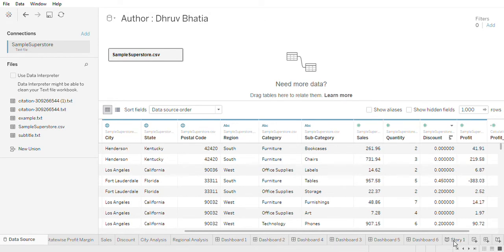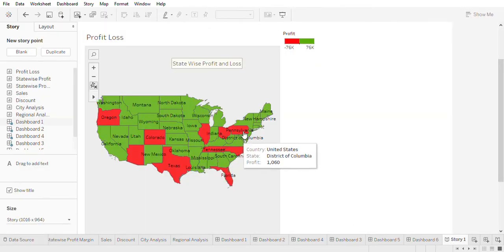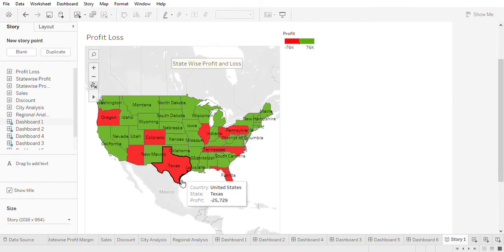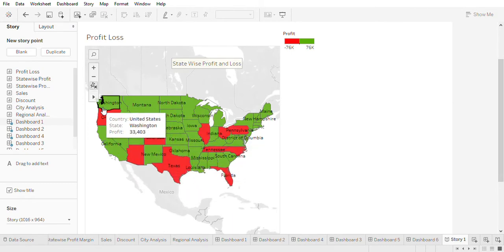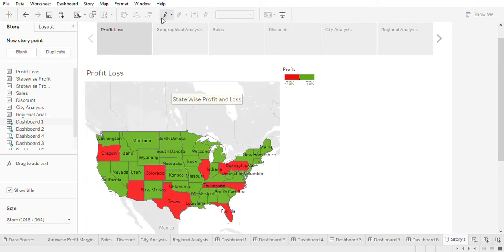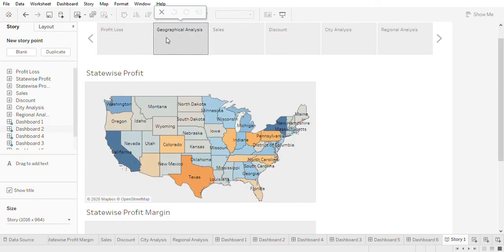So I'll begin with the analysis. If we look at the state-wise analysis here, the states which are incurring a loss are depicted in red, and the states which are incurring a profit are in green. We can see that there are around 10 states which are incurring a loss. But only profit and loss would not tell the real data.